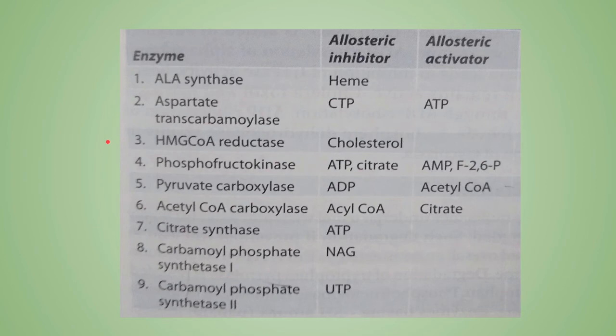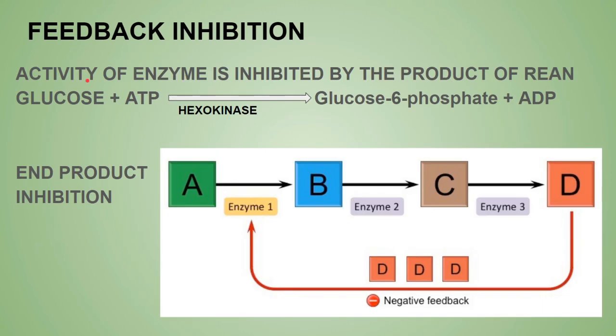Now these are some of the examples of the allosteric inhibitors, activators and the particular enzyme. Now next is the feedback inhibition.